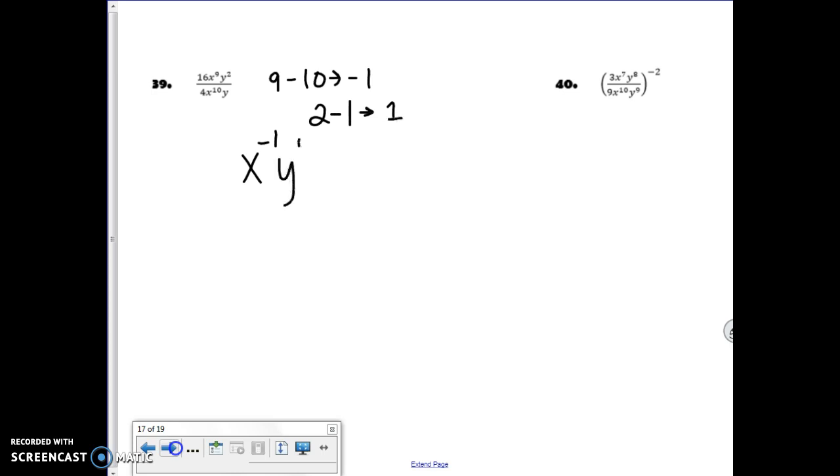There we go. My variables are taken care of. The only other thing I can deal with is this 16 divided by 4. Can I simplify that at all? And in fact, you can, to just get 4. There we go. We're almost done.